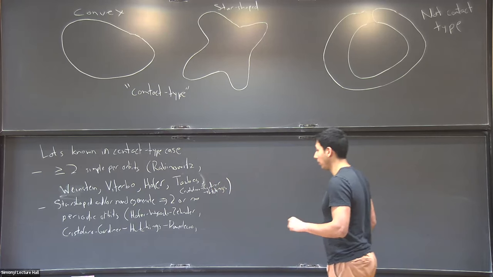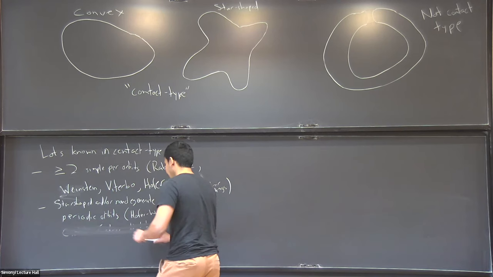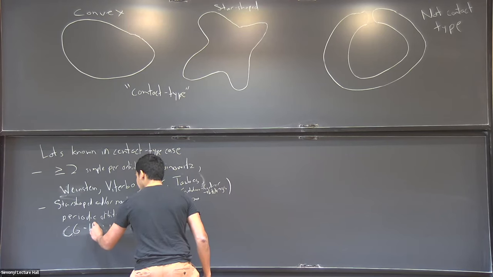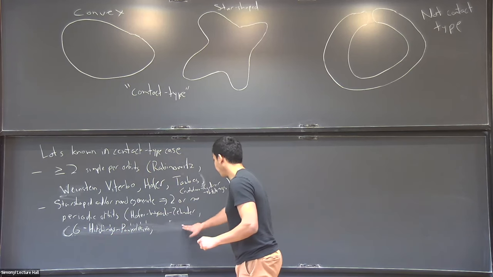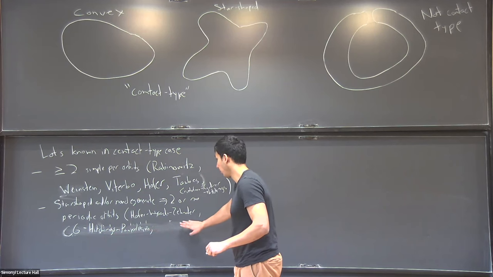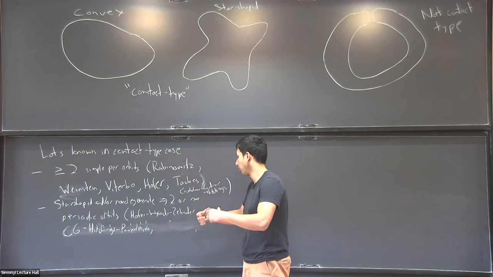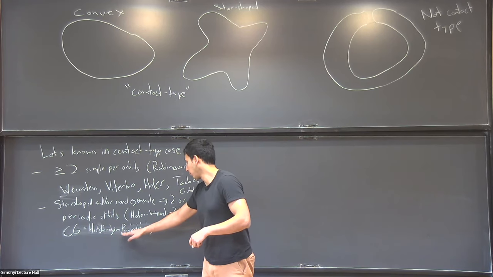So they improved to two periodic orbits. And now that I wrote down Dan's name once, I can start abbreviating. So it's G, H, Hutchings, Hryniewicz. And then Hofer, Wysocki, Zehnder proved this two or infinity for star-shaped hypersurfaces which satisfied a Kupka-Smale condition. And they proved this for any non-degenerate star-shaped hypersurface.